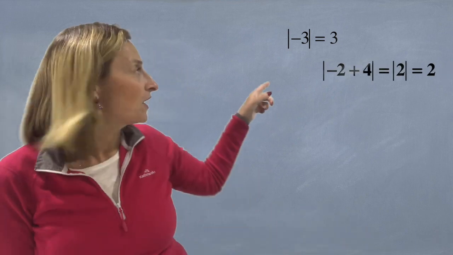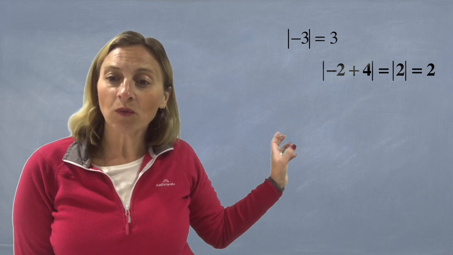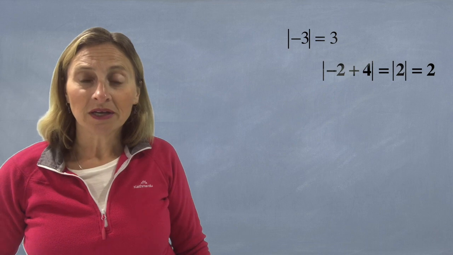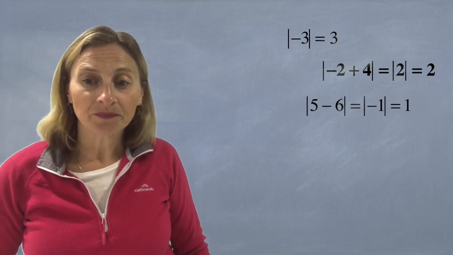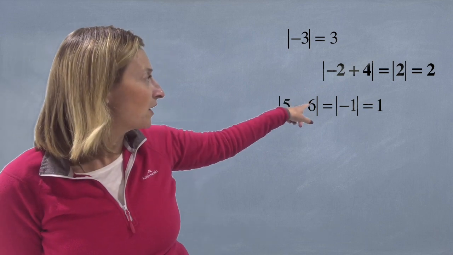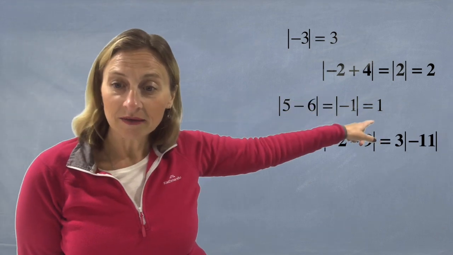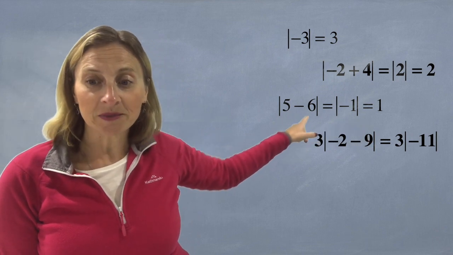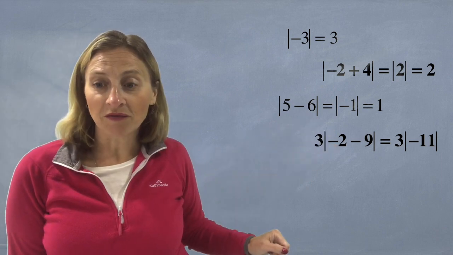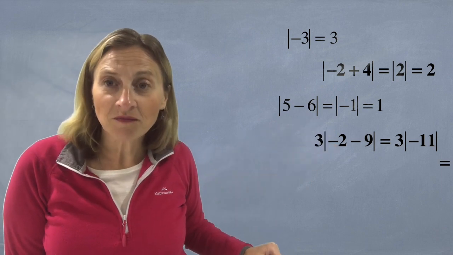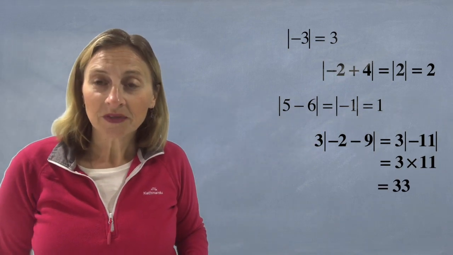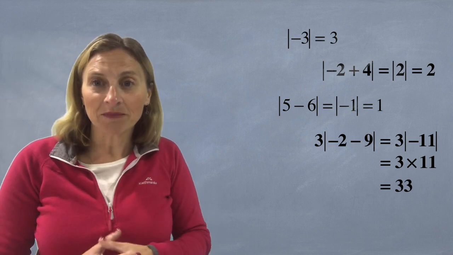If I'm trying to find the absolute value of -2 plus 4, you work out what's inside the absolute value first and you get 2, so the absolute value of 2 is 2. The absolute value of 5 minus 6 is the absolute value of -1, which is 1. 3 lots of the absolute value of -2 minus 9 equals 3 lots of the absolute value of -11. The absolute value of -11 is 11, so that's 3 times 11, which is 33. That gives us an idea of what we're doing with absolute values.